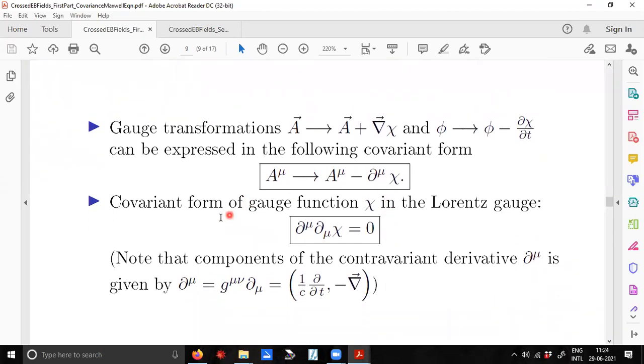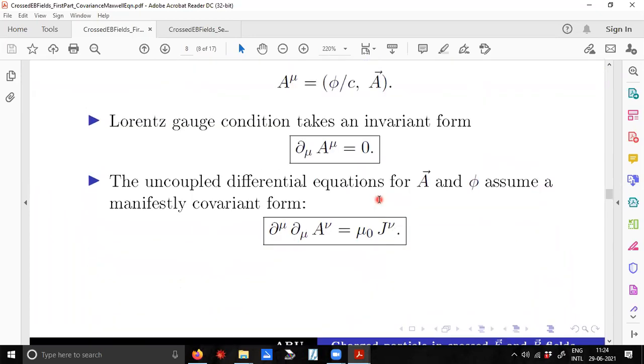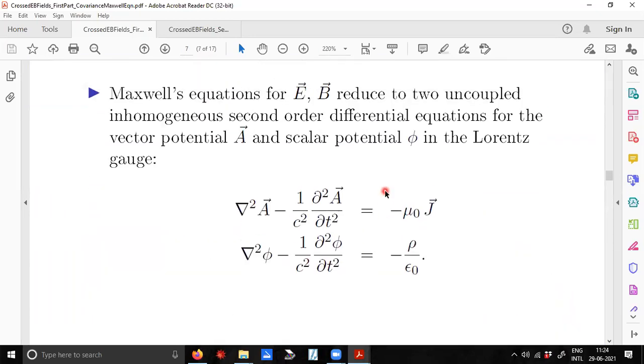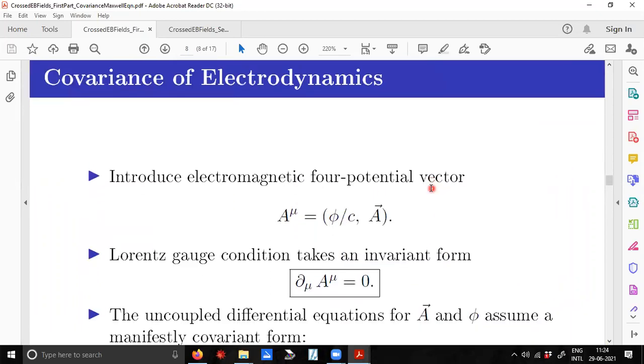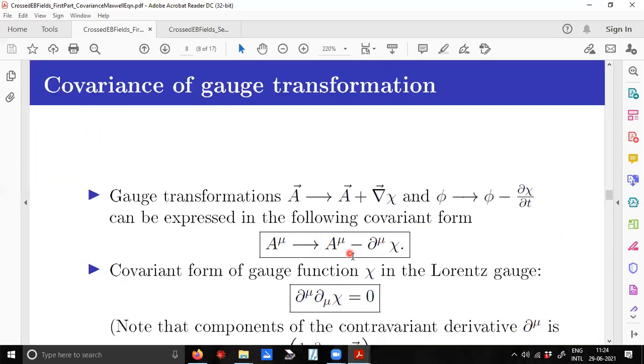Now, what is the covariant form of the gauge function chi in the Lorentz gauge? We had a Lorentz gauge condition. We are trying to learn everything in a covariant way. This is the Lorentz gauge condition. But that means I have dou mu. Where is it?